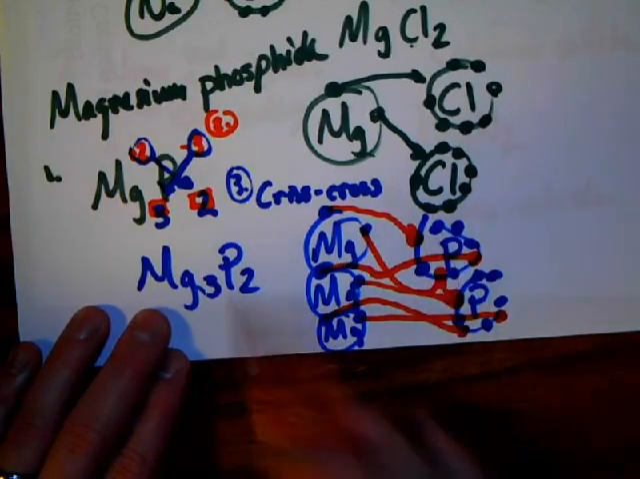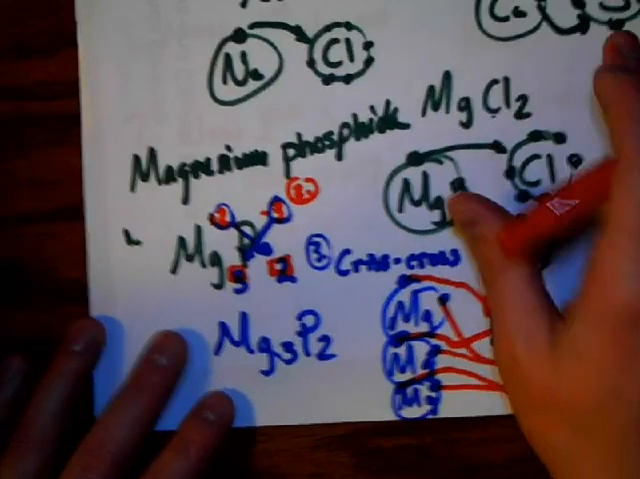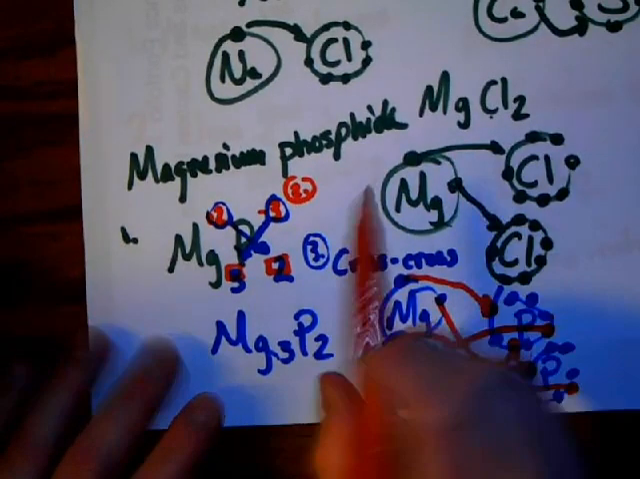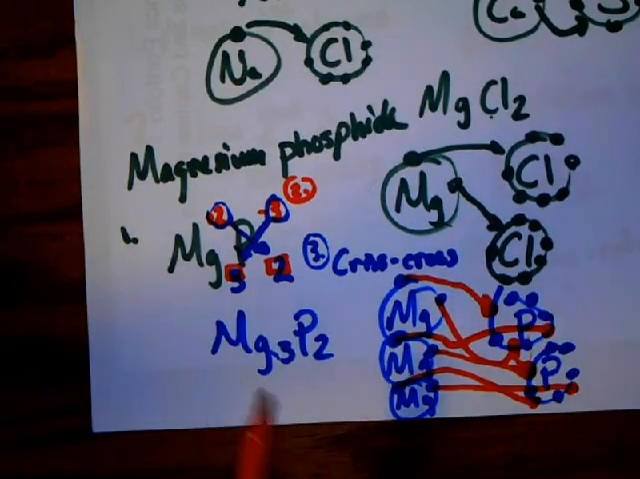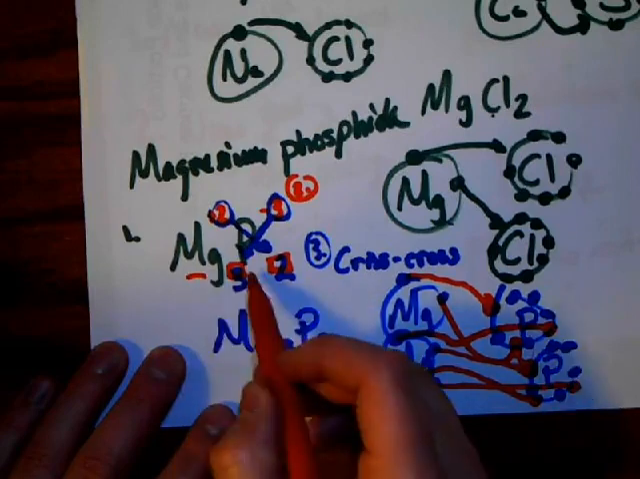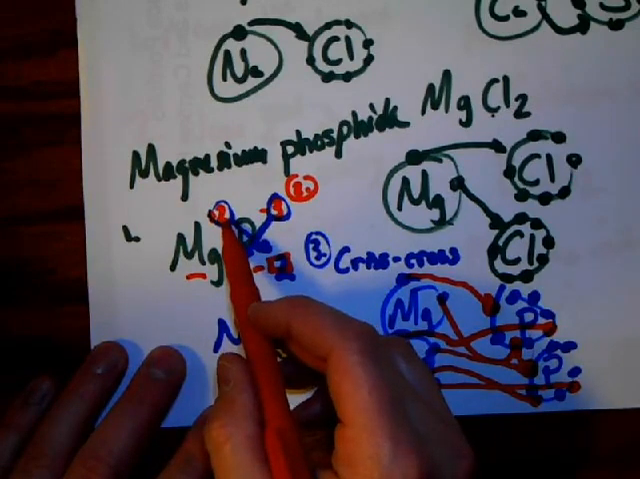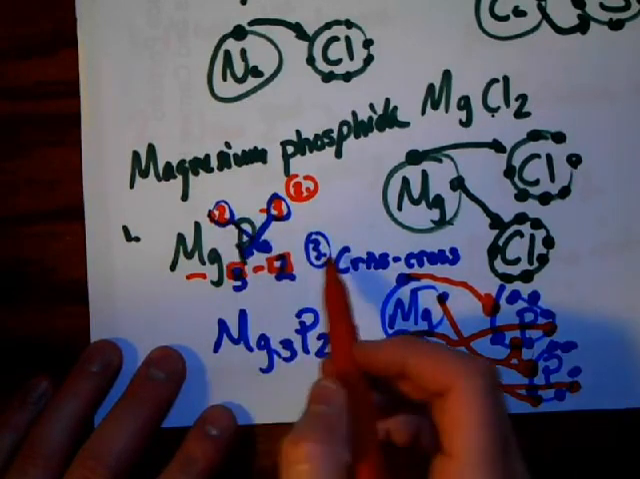Again, the rules are very simple. I need to have the elements here. I need to have their charges up top. Again, that comes from the periodic table. And then I crisscross their charges to give me what the new subscripts are going to be.